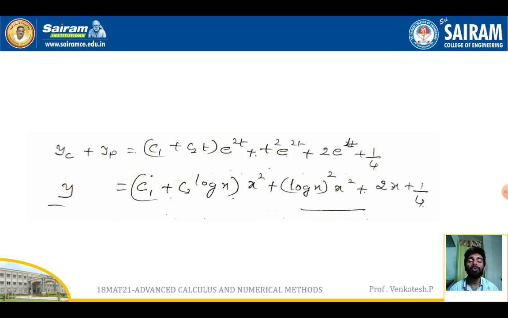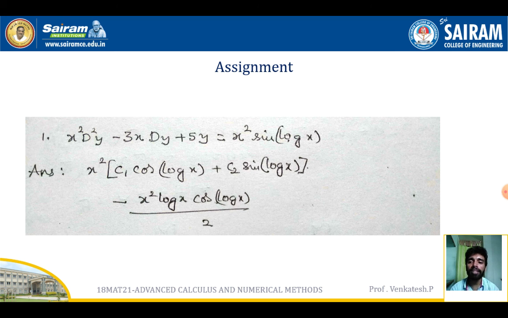Take a few problems for assignment. The first problem is x square d square y minus 3x dy plus 5y is equal to x square sin log x. So same thing here also, replace log x equal to t and x equal to e power t, and we will get the equation with e power 2t sin t. And also by solving the complete equation, I will get a solution like x square times c1 cos log x plus c2 sin log x, minus x square log x cos log x divided by 2.